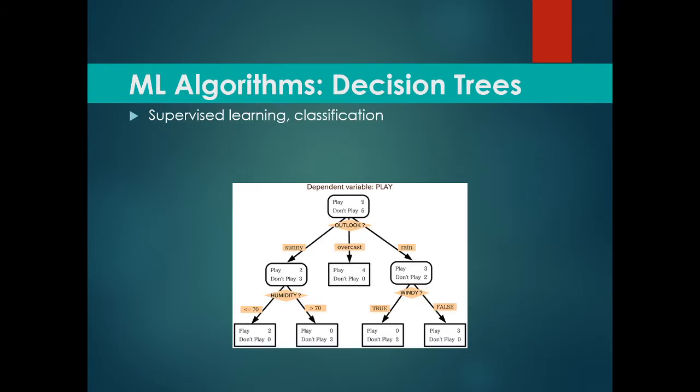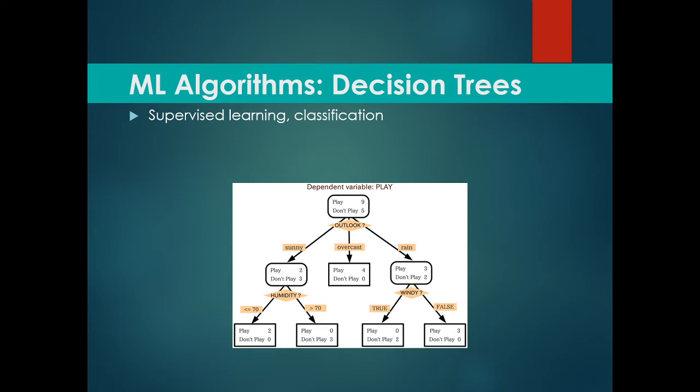The decision tree algorithm is the one which we discussed earlier. If you remember the playing golf example, you will remember that playing golf was dependent upon the outlook, the humidity, and the windy conditions. This is called the decision tree.